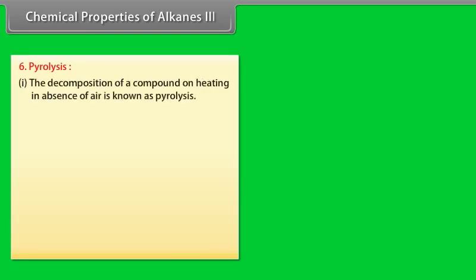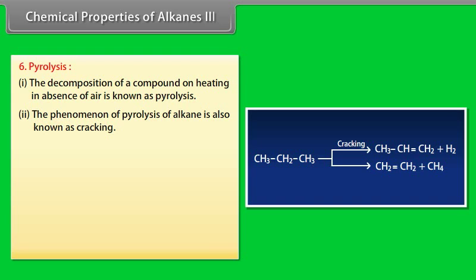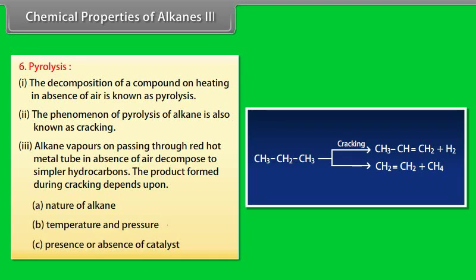Pyrolysis. Number 1. The decomposition of a compound on heating in the absence of air is known as pyrolysis. Number 2. The pyrolysis of alkanes is also known as cracking. Number 3. Alkane vapors passed through a red-hot metal tube in the absence of air decompose to simpler hydrocarbons. The product formed during cracking depends upon: A, the nature of the alkane; B, temperature and pressure; C, presence or absence of a catalyst. Here is an example of cracking.